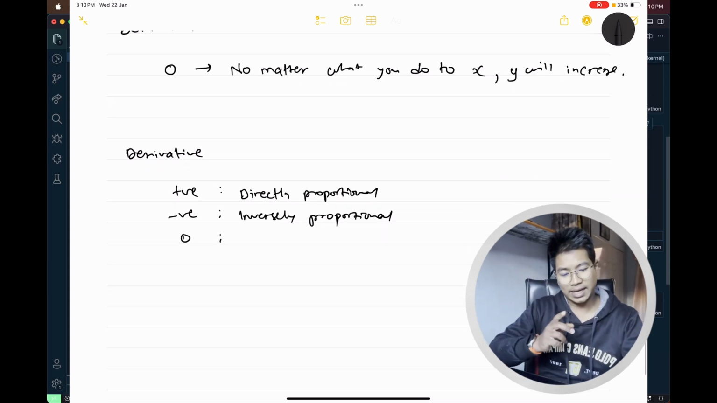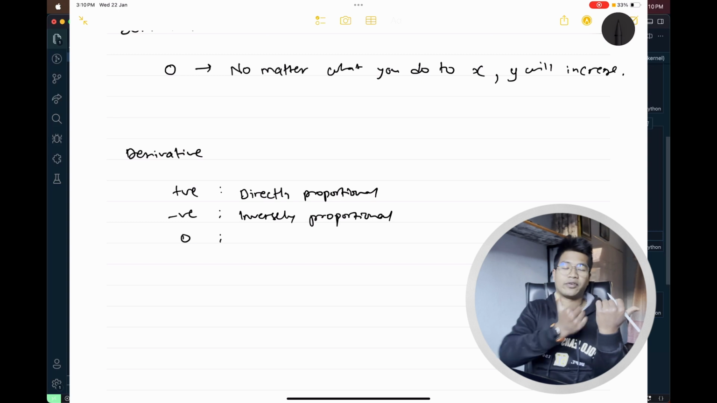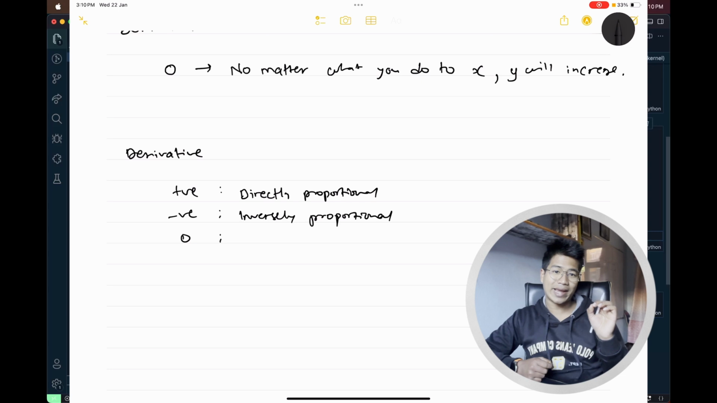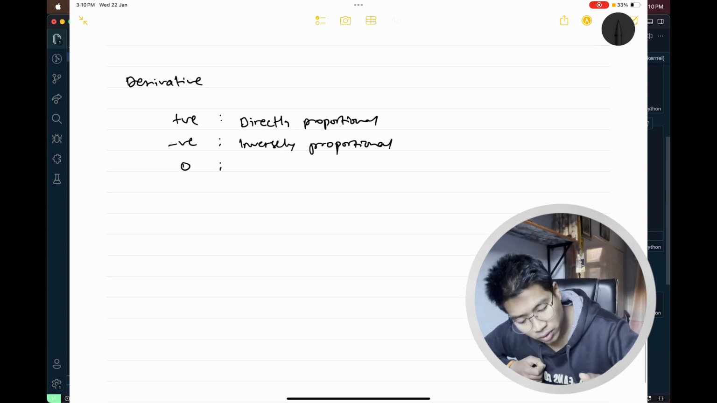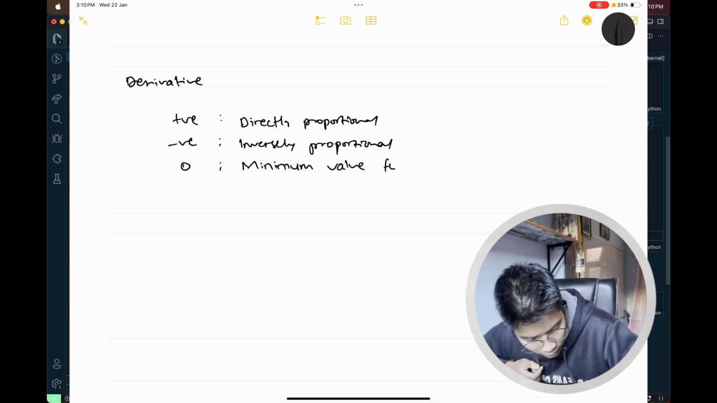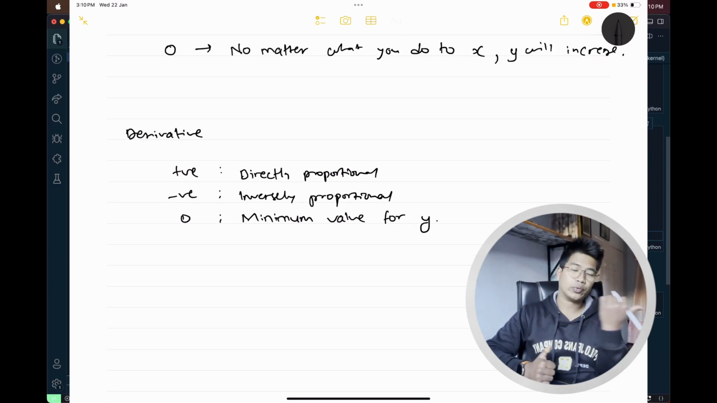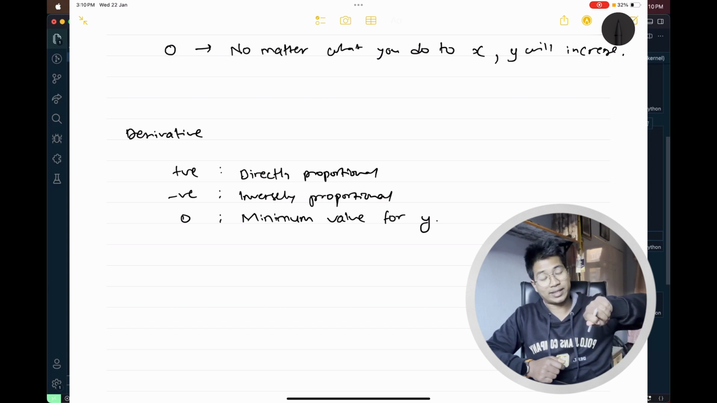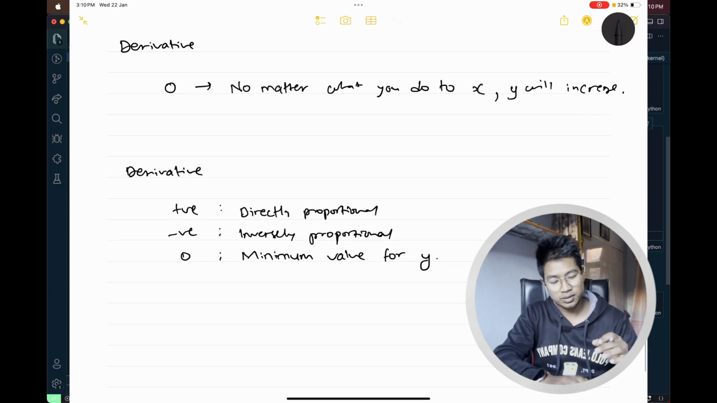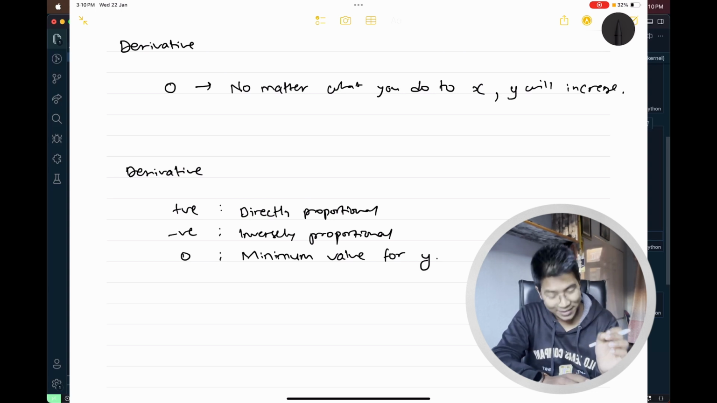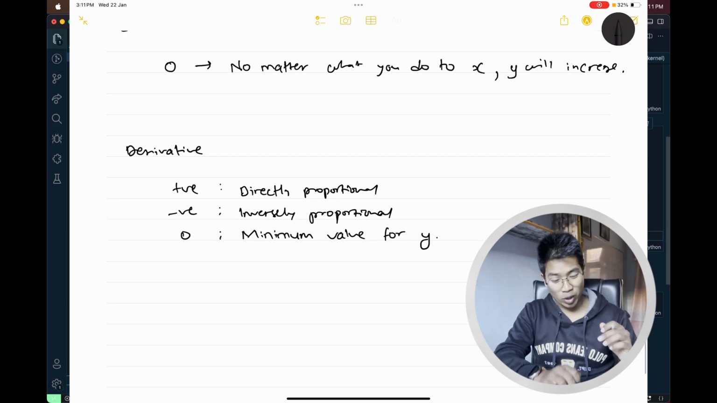And zero means that no matter what you do, no matter if you go left or right, you will just increase your y. So that means that you are at a point where your y is the minimum value. So this means that this is a minimum value for y. Okay, no matter what you do, in the left or right, you can increase your x or you can do it in the opposite direction, your y will always increase. So the zero case is your y is at a minimum value. Good. So this is what we needed to know.